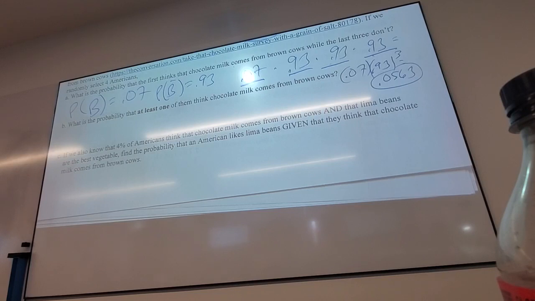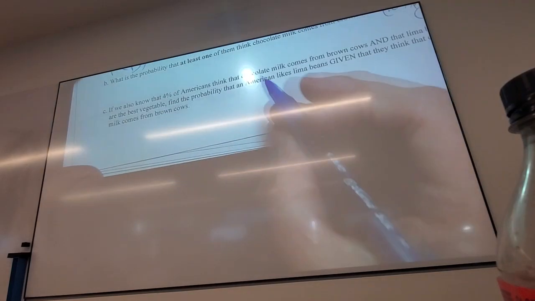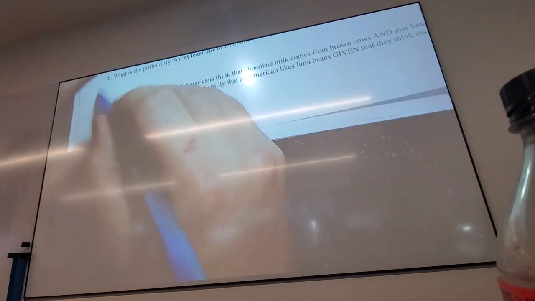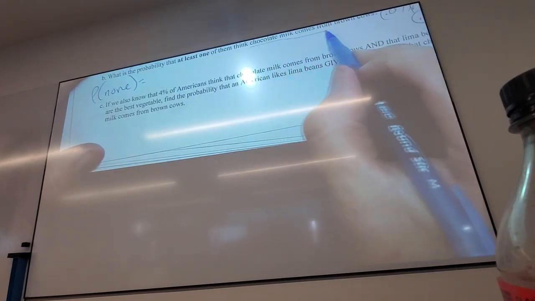I need you all to understand. The probability of at least 1 has way too many possibilities. I'd have to calculate each one of those and add them together to get the total probability. That would so suck, and I've only got 4 people here. Imagine if I had 80. That would be a lot. So, if I can answer the opposite question, what's the probability that none of them think that way? I don't want any of them to think that chocolate milk comes from brown cows.